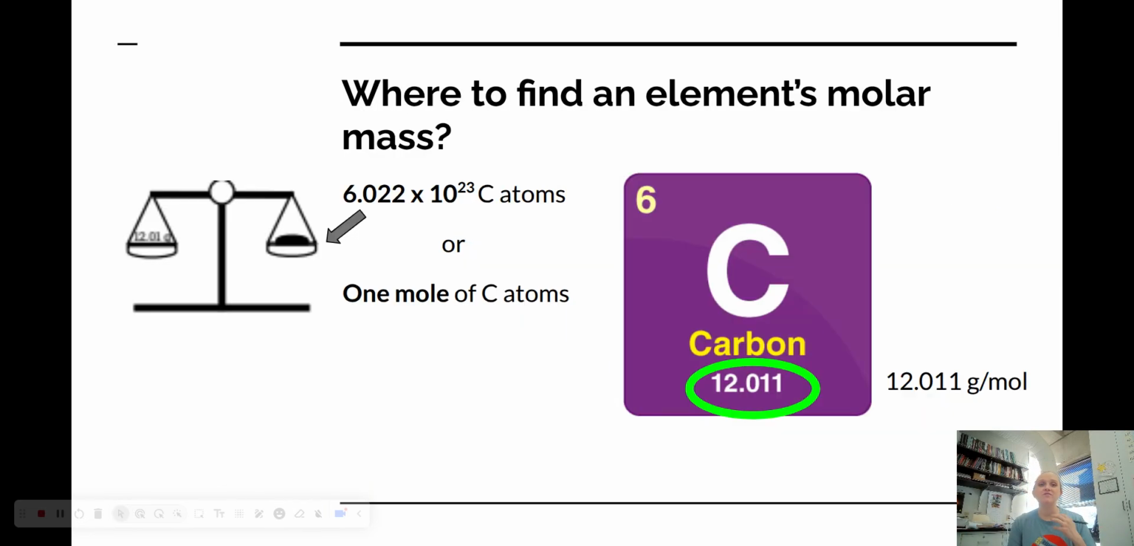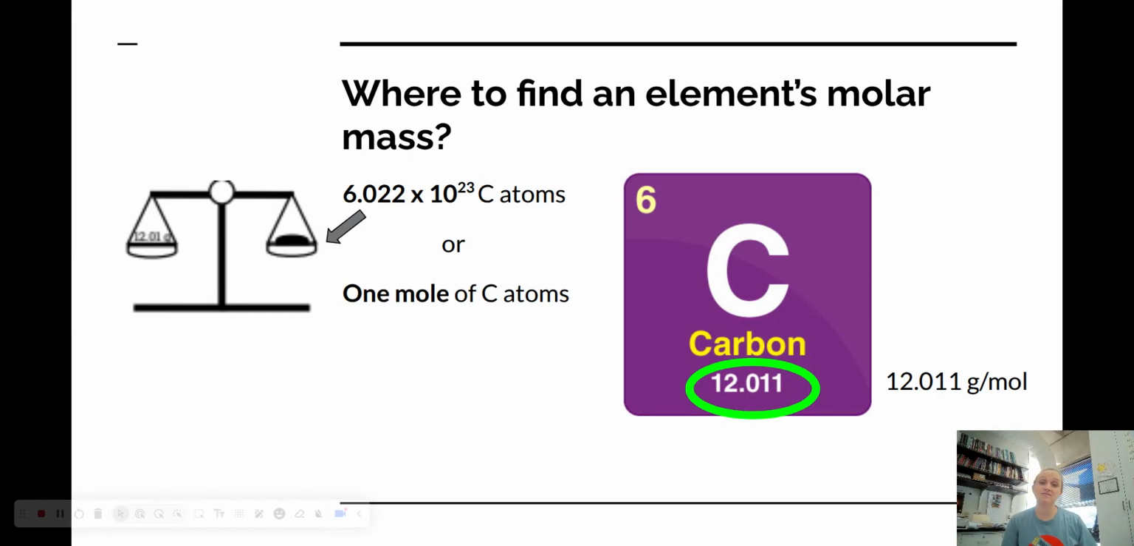So where do we find an element's molar mass? On the periodic table, actually. That number we've been using at the bottom is the average atomic mass, but it's also in grams per mole, which tells me how many grams are in 1 mole of that substance.